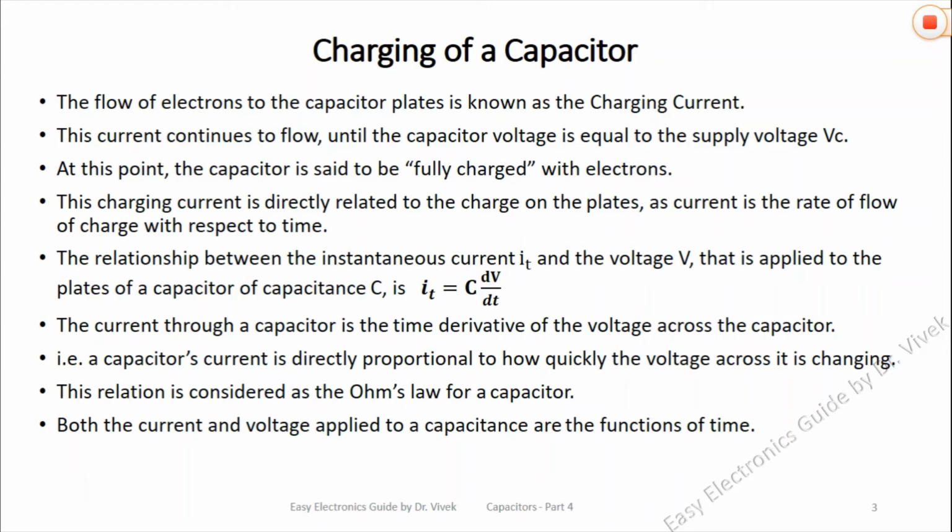The flow of electrons to the capacitor plates is known as the charging current. This current continues to flow until the capacitor voltage is equal to the supply voltage. At this point, the capacitor is said to be fully charged. The current through a capacitor is the time derivative of the voltage across the capacitor. This relation is considered as the Ohm's law for capacitor. Both the current and voltage applied to a capacitance are functions of time.